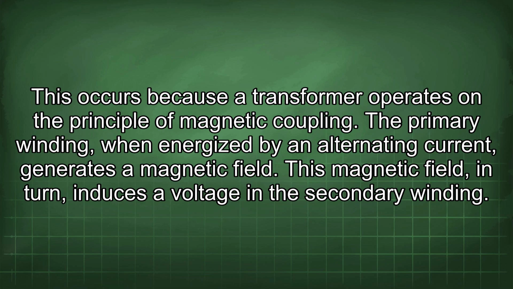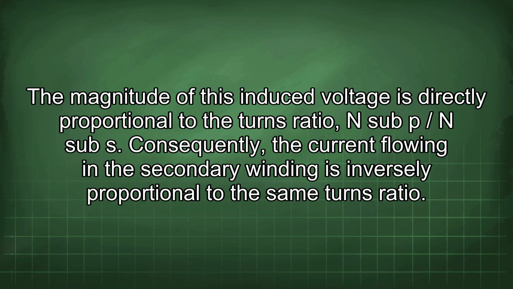This occurs because a transformer operates on the principle of magnetic coupling. The primary winding, when energized by an alternating current, generates a magnetic field. This magnetic field, in turn, induces a voltage in the secondary winding. The magnitude of this induced voltage is directly proportional to the turns ratio N sub P slash N sub S. Consequently, the current flowing in the secondary winding is inversely proportional to the same turns ratio.